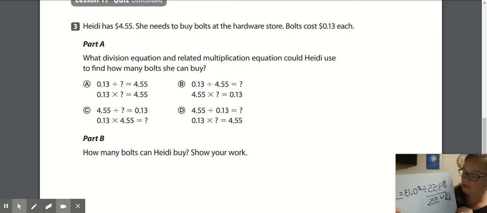Okay, now let's start the division. Can 13 go into 4? If I have 4 markers, can I make a group of 13? No, I cannot. So I'm going to put a 0 there. Can 13 go into 45?